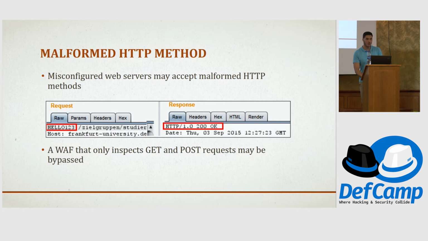The second example is a malformed HTTP method. If we have a web server that is misconfigured and accepts HTTP methods that are not defined in the specification, like in the example, "hello 123", and we get a response of 200 OK, then we may try this method and hope that the WAF only inspects GET and POST parameters and skips every other HTTP method.